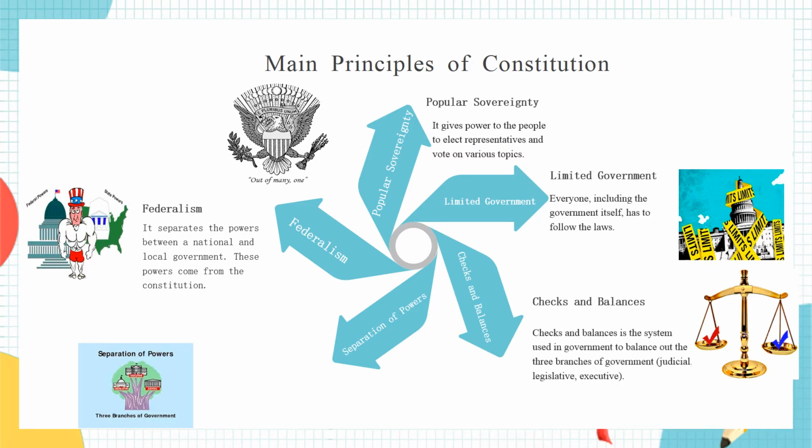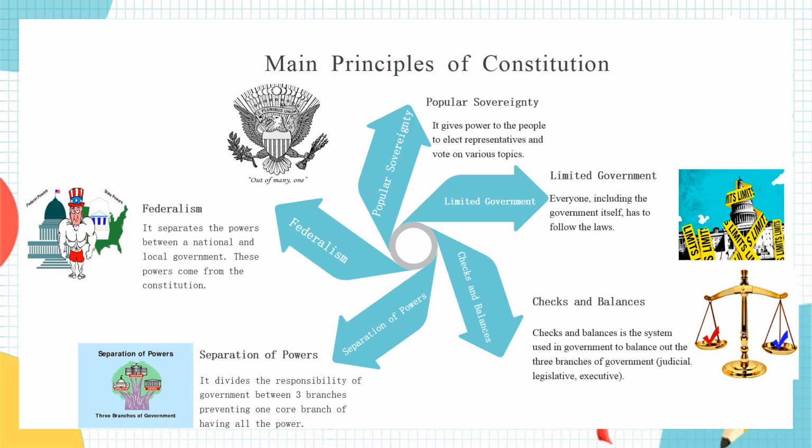First, popular sovereignty. It gives power to the people to elect representatives and vote on various topics. Second, limited government. It means that even the government itself has limited power. Everyone in the United States, including the government itself, has to follow the laws.